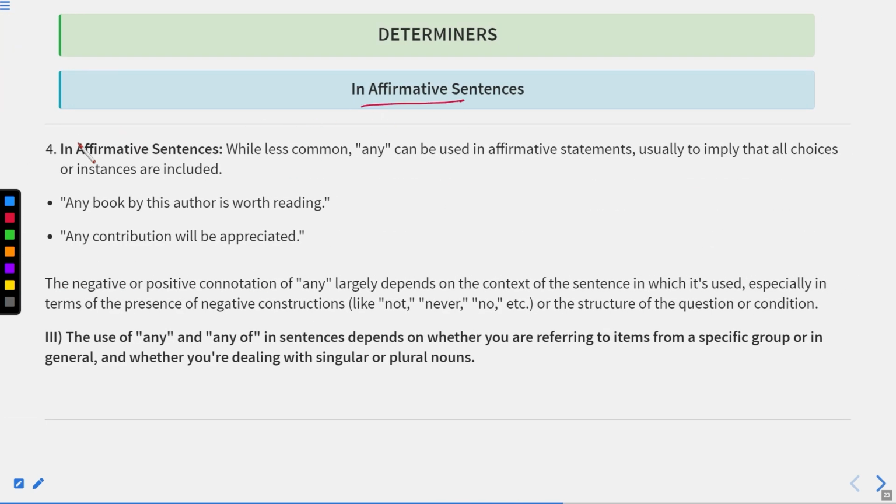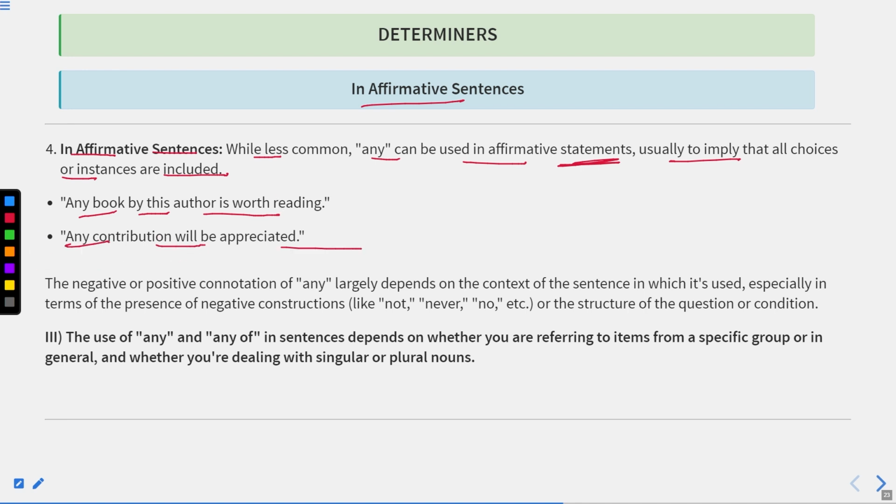In affirmative sentences, while less common, any can be used in affirmative statements, usually to imply that all choices or instances are included. Any book by this author is worth reading. Any book means any. It is not specific that we are talking about only this book. It can be any book. It means if you read any book of this author, all are good, all are worth reading, whatsoever you pick up.